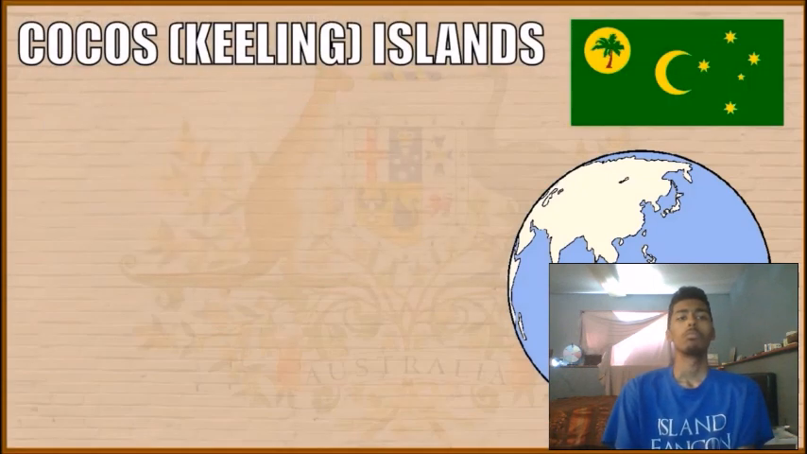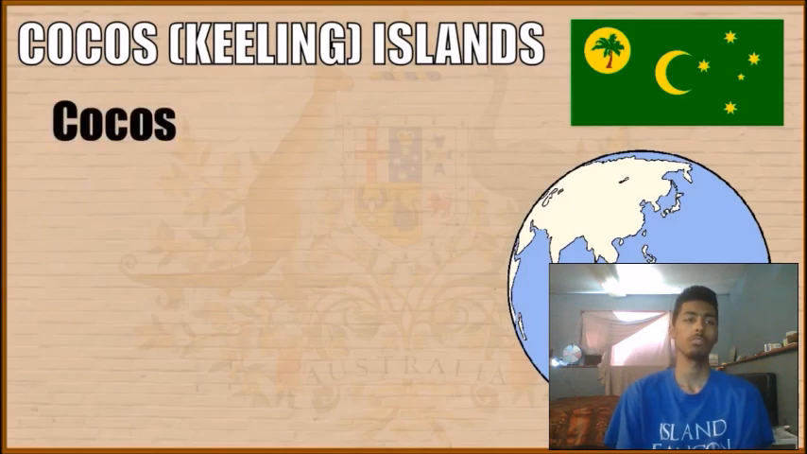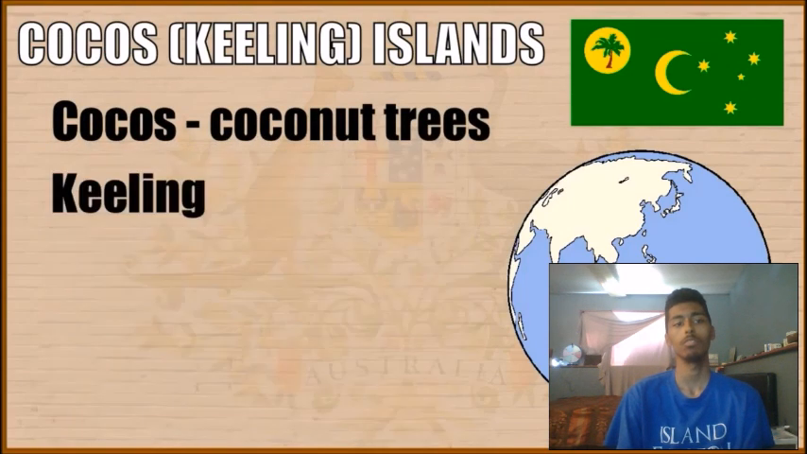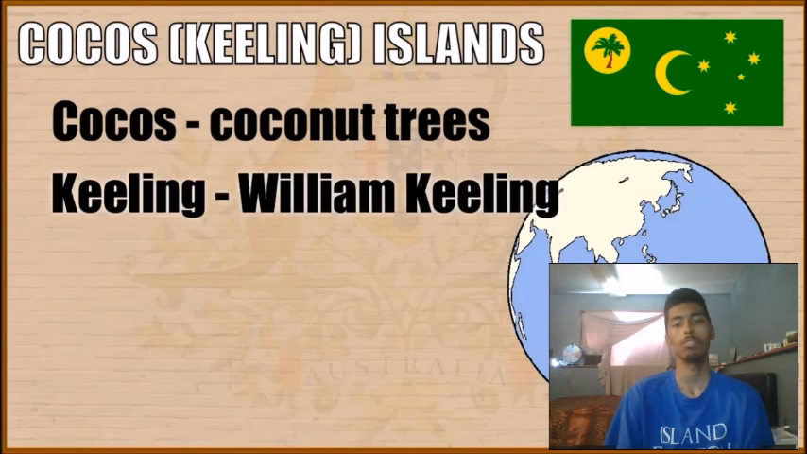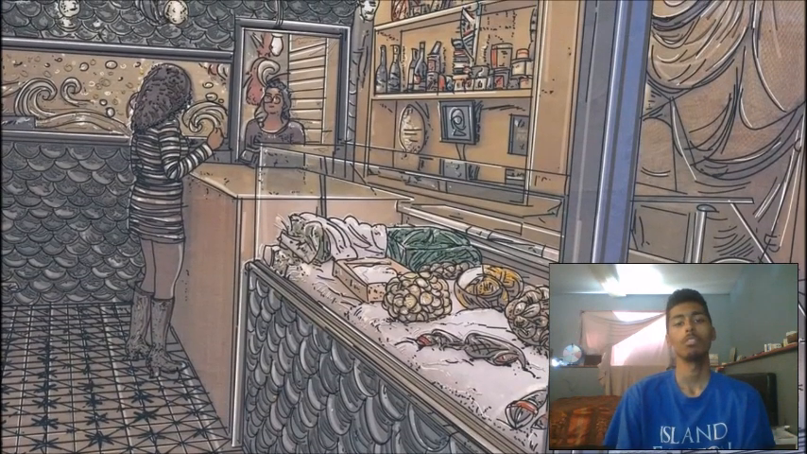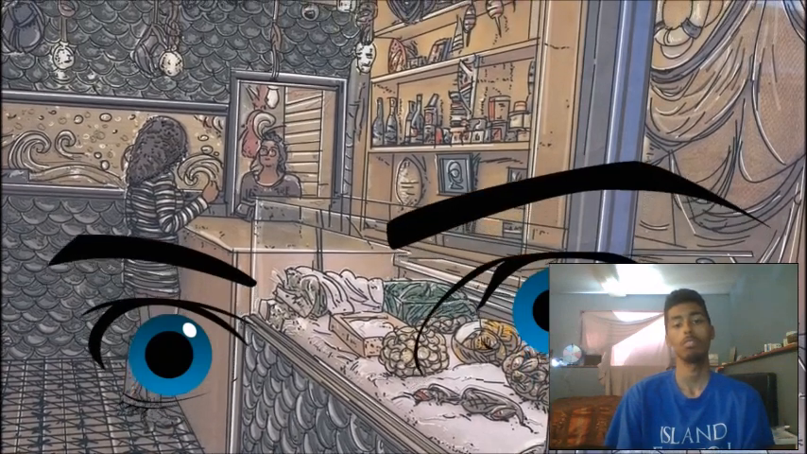Also in the Indian Ocean, there is the Cocos Keeling Island territory, with Cocos referring to the abundance of coconut trees that dominate the landscape, and Keeling referring to William Keeling, who discovered the islands in 1609. The surname Keeling is most likely from English origin, and is derived from a Middle English word that meant young codfish, potentially used as a nickname for a fishmonger or someone with big staring eyes.